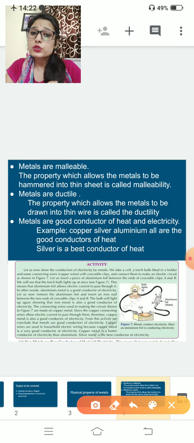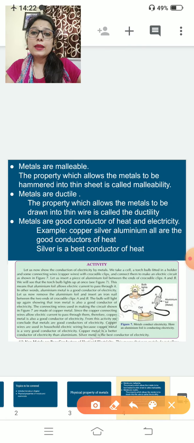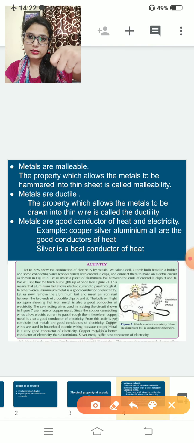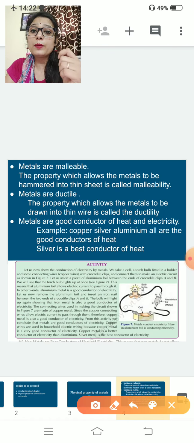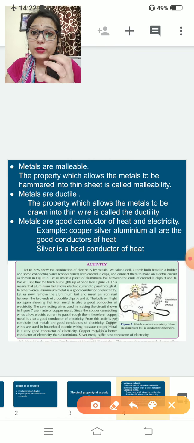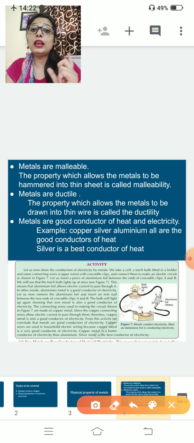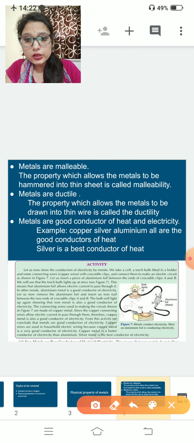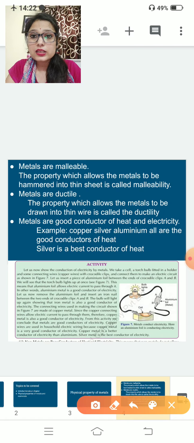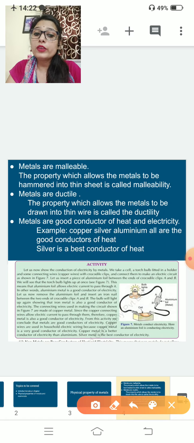Clear? Now switch off the gas and put one spoon on that bowl. After 5 to 10 minutes, you will observe that the spoon becomes hot. Why? Because the heat from that aluminium bowl transfers to the spoon. That is the reason the spoon becomes hot. Clear? So with this we can say that metals are good conductors of heat and electricity.